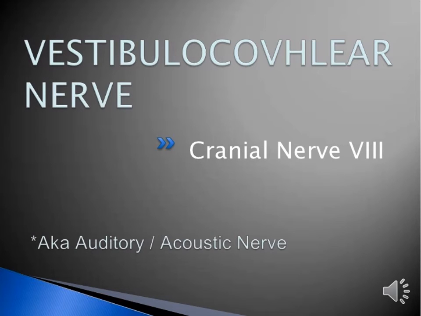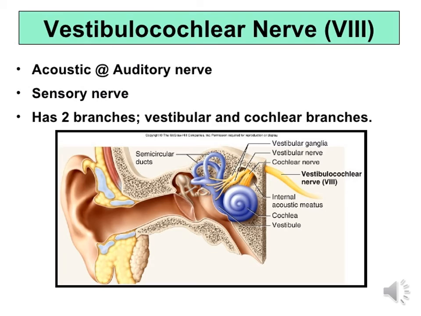The eighth cranial nerve is called the vestibulocochlear nerve, or the auditory or acoustic nerve. This is the eighth cranial nerve. It is a sensory nerve, a pure sensory nerve. It has two branches, vestibular and cochlear. The cochlear is for hearing, and the vestibular is for balancing of the body.